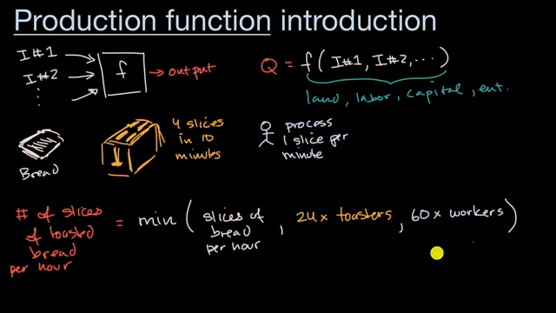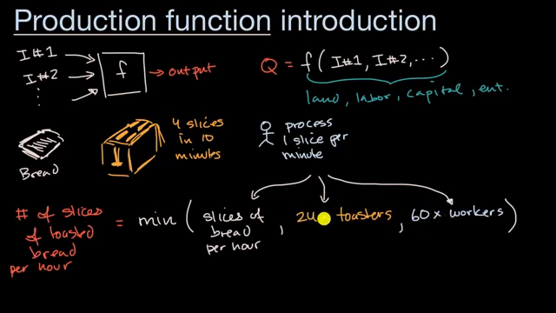And so it's worth, at this point, just pausing this video and really processing what's going on. What are the inputs here and what are the outputs? Well, the inputs are right over here: the number of slices of bread per hour, the number of toasters we have at our disposal, the number of workers. Toasters you could view as capital, workers you could view as labor.